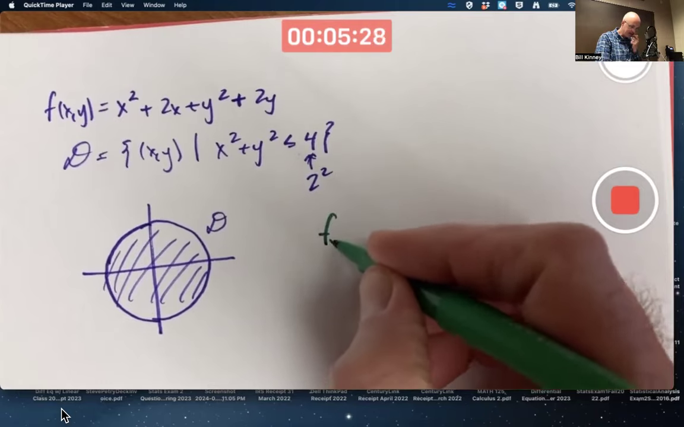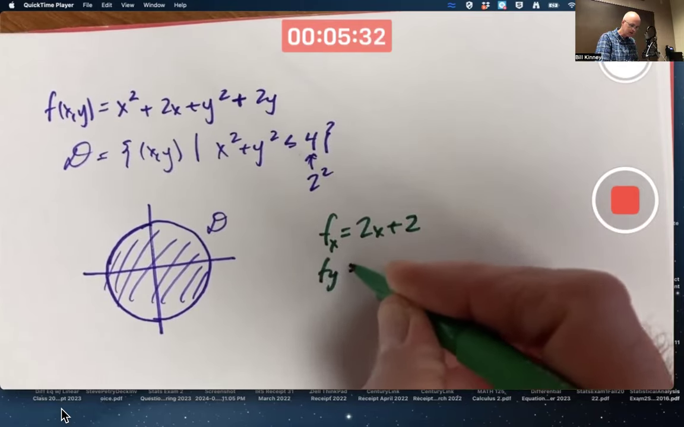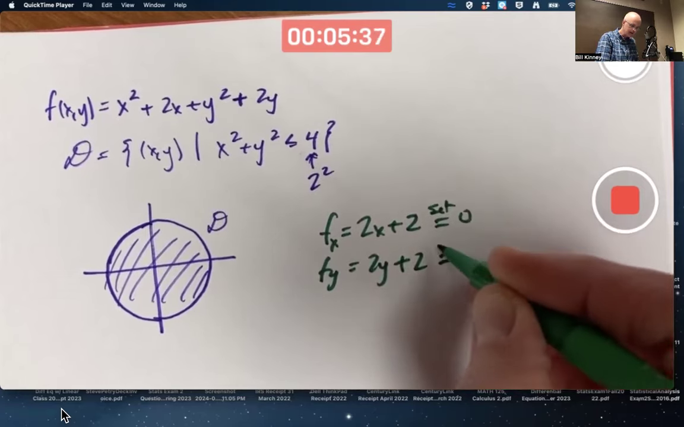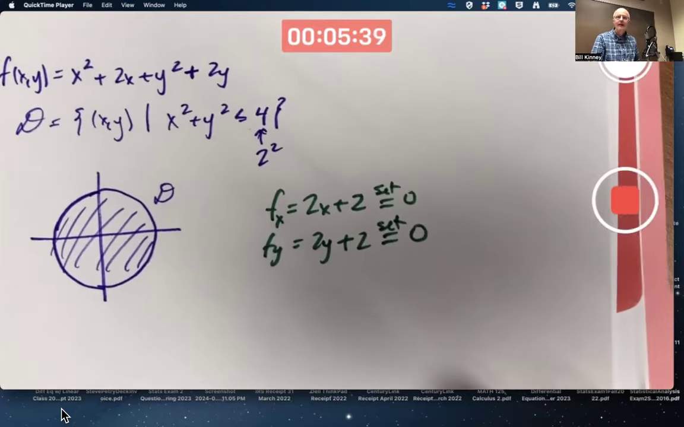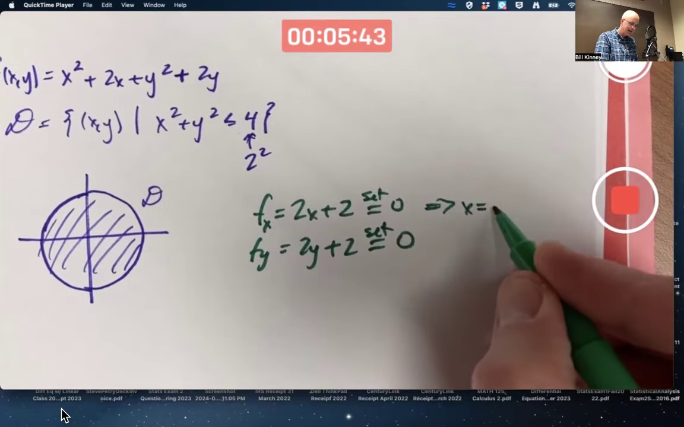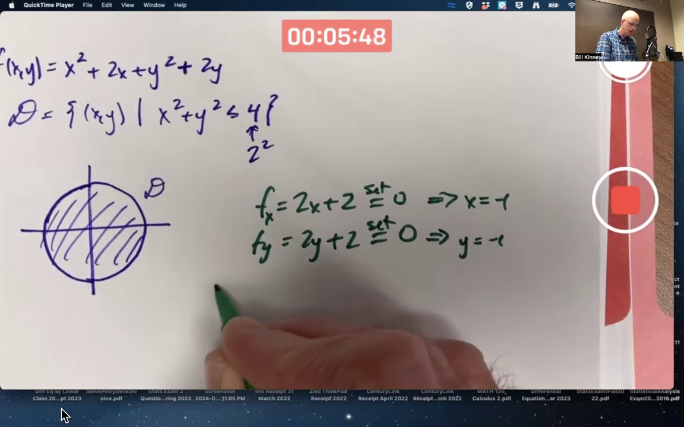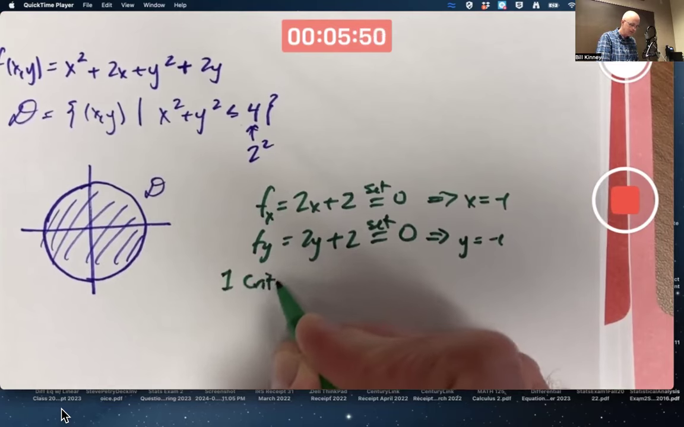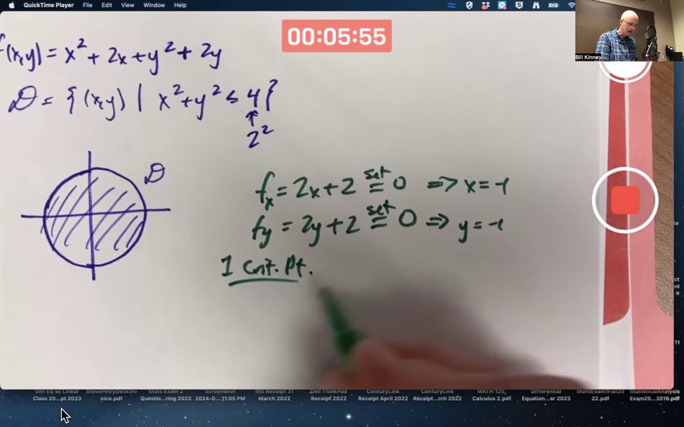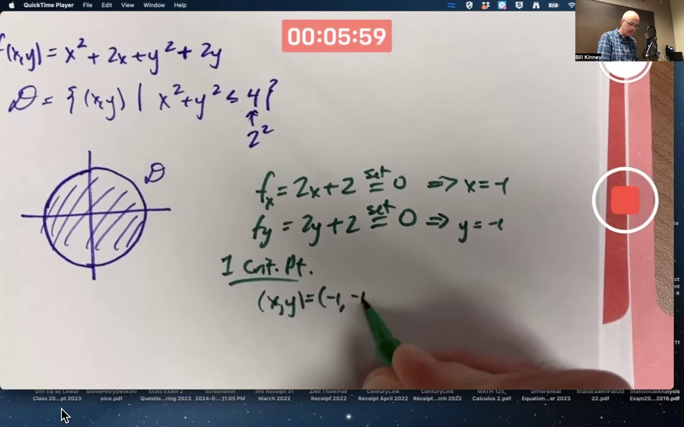Again, the derivatives are fairly simple in this case. 2x plus 2 for fx and fy is 2y plus 2. Don't you wish I would put this one on the test? Because it's easy to solve for x and y. X is going to be -1, y is going to be -1. The only critical point, there's one critical point. The one point that solves both of these equations simultaneously is -1, -1.